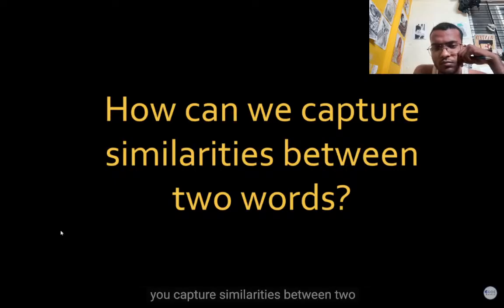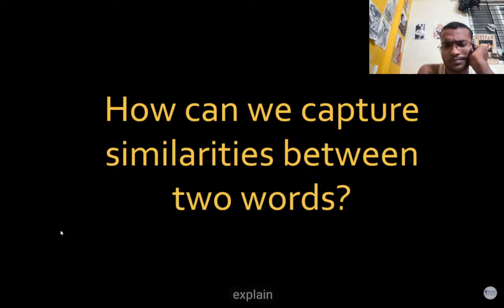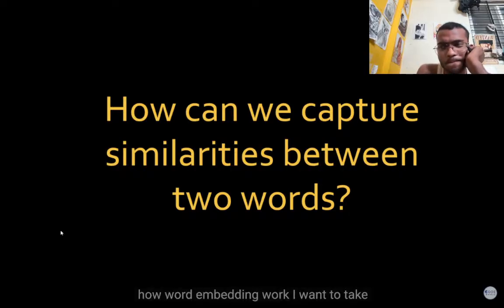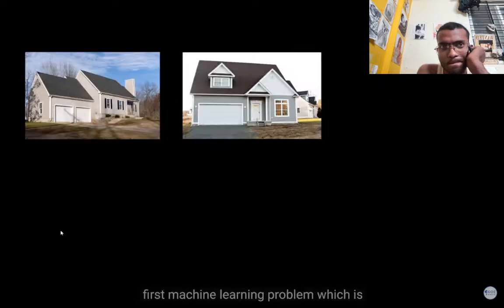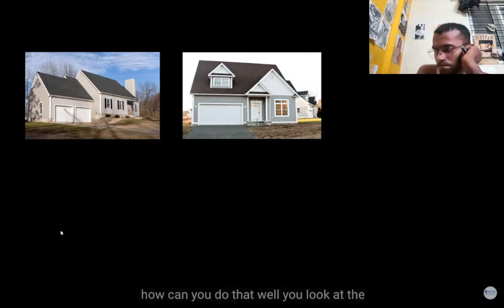Let's say, how do you capture similarities between two words? So let's take an example. In order to explain how word embedding works, I want to take you back to your first machine learning problem, which is predicting home prices. If you have two homes and you want to figure out if these homes are similar or not, how can you do that?